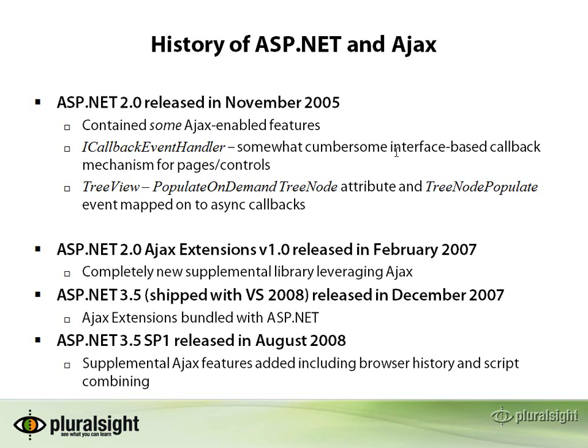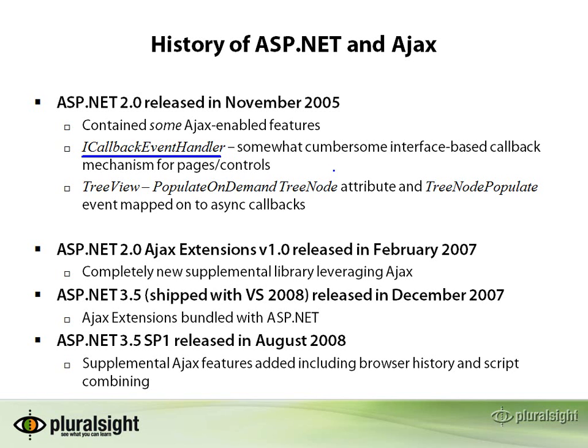Okay, a little history is interesting to look at here too in terms of how we got to where we are. A lot of people aren't aware of it, but the initial release of ASP.NET 2.0 actually contained some Ajax-enabled features. Specifically, there was an interface introduced in this release called ICallbackEventHandler. This event handler gave you a mechanism for describing a server-side function that would be invoked by some client-side code using an asynchronous callback over XML HTTP request, much like we were doing earlier in this discussion.